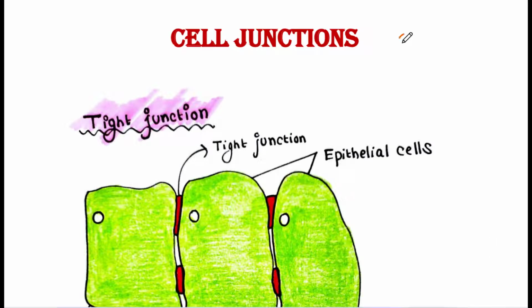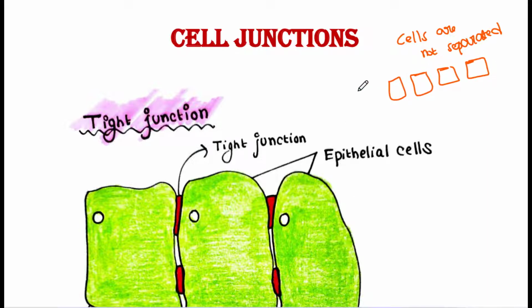Today we will talk about cell junctions. So, cells are not separated. They are not alone. Cells are connected to each other, like this. Here we can see 4 cells. Now all cells are connected like this. So the connections that we can see here are called cell junctions.